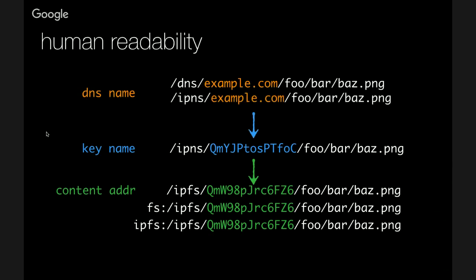But then the last part is you can actually use DNS to achieve human readability. At the very end, you can use DNS with a human readable name, and you map it to a key name, and then you map a key name to a content address. So you have human readability pointing to mutability, and then mutability pointing to immutability.